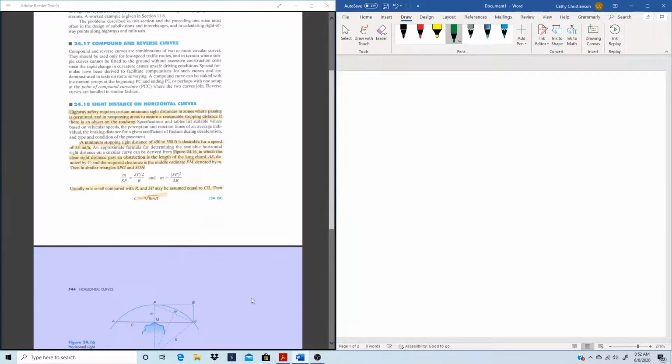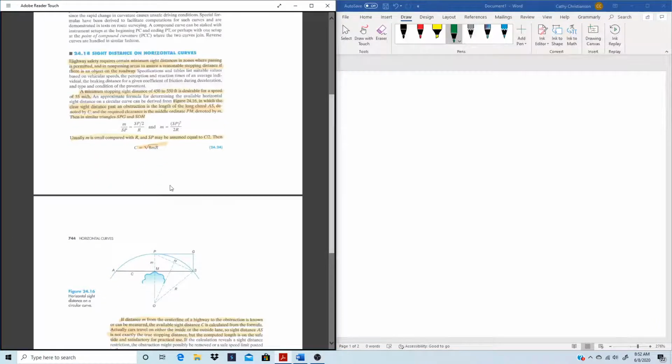So let me scroll this up. And here's what it looks like. If we're looking at figure 24-16, we want to figure out what the clear stopping distance is from A to S. They're going to refer to it as C. That's what we're going to be solving for. They derived an equation here using the clear sight distance, as an obstruction is the length of the long chord.